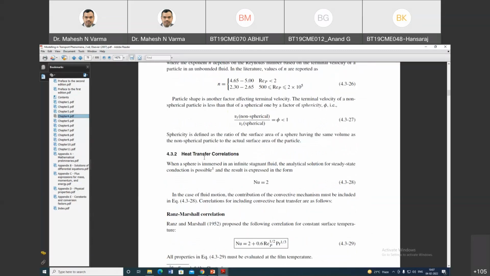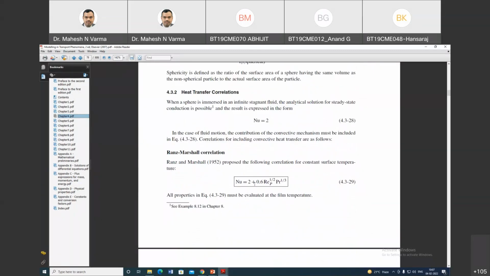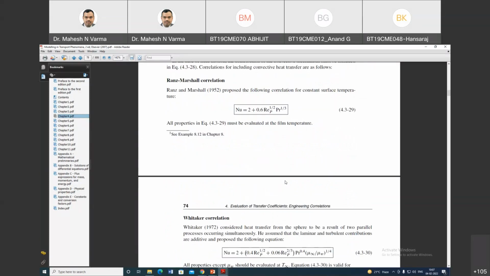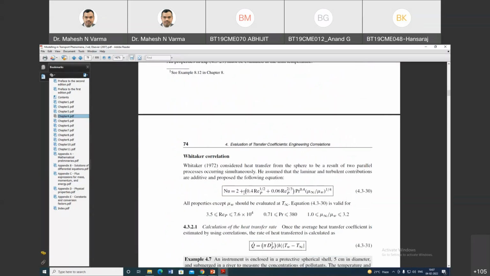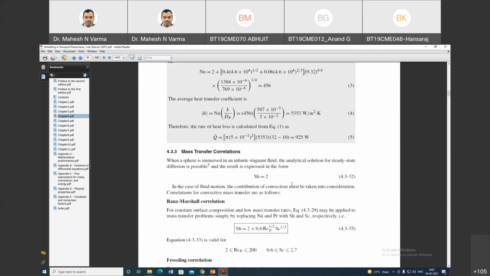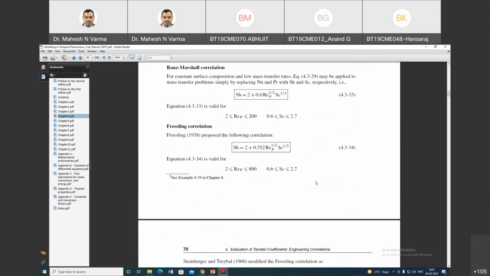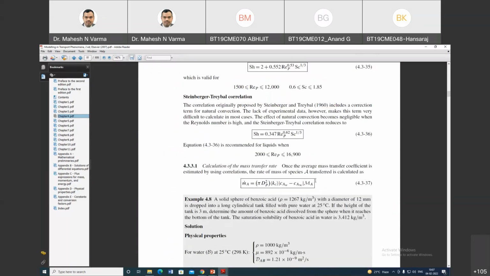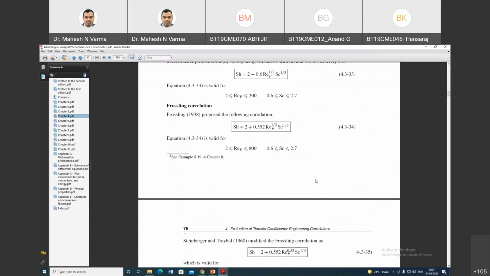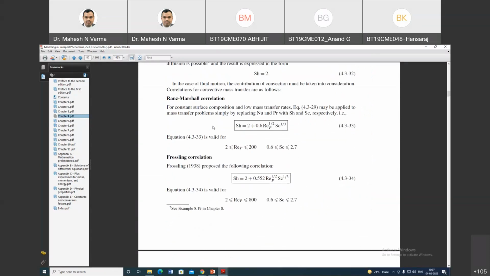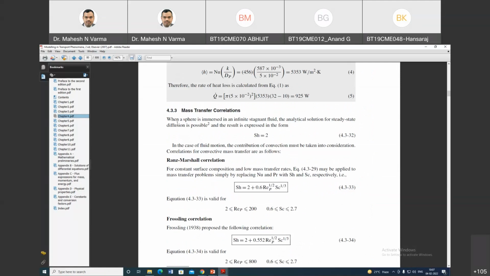Then this heat transfer correlation. You can see Nusselt number is a function of Reynolds number and Prandtl number. Everywhere you will find this. Similarly for mass transfer, Sherwood number is a function of Reynolds number and Schmidt number. This is flow over a sphere. You can see there is more than one correlation. For mass transfer over a sphere, somewhere Sherwood number equals 2.